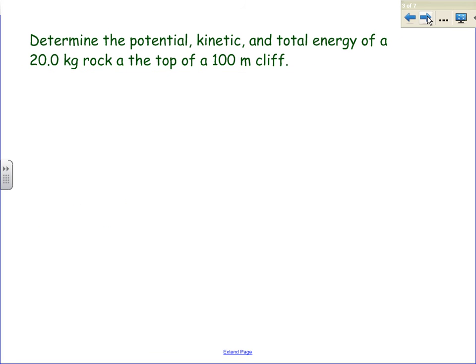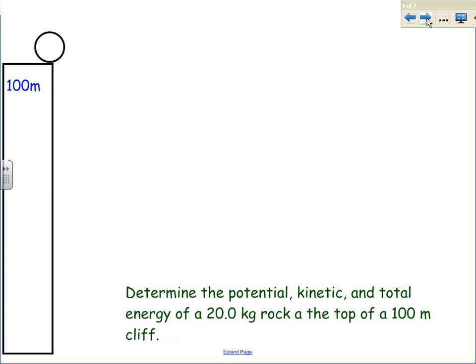So here's our example problem. It says determine the potential, kinetic, and total energy of a 20-kilogram rock at the top of a 100-meter cliff. So there's the question at the bottom. Let's first have one column for kinetic energy, a second column for potential energy, and our third column will be total energy.